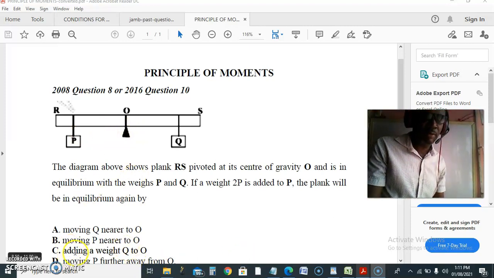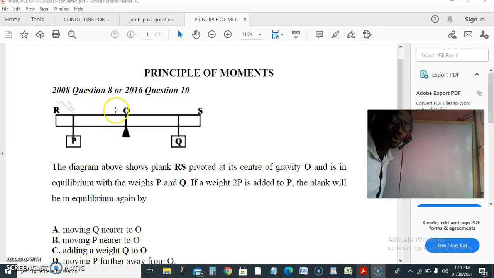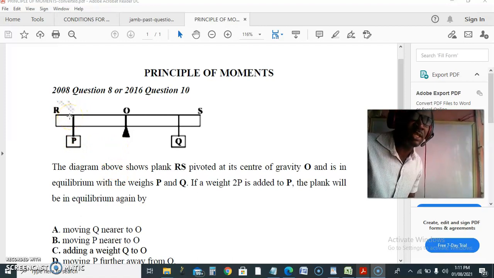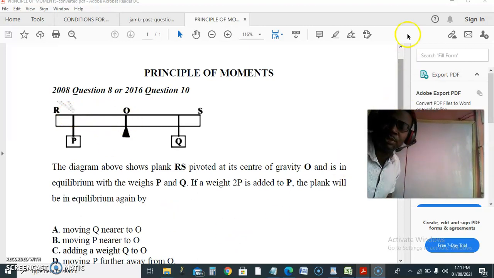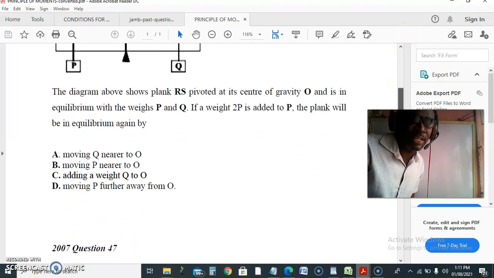But we can go further and look at C, adding a weight Q to O. Of course, that's not going to do anything. Any weight added at this fulcrum has got nothing to do with the equilibrium of the system. Moving P further away from O: if we move P further away from O, we are further increasing the anti-clockwise contribution to this system in equilibrium. So that is not an answer. So the answer is clearly B, by moving P nearer to O.